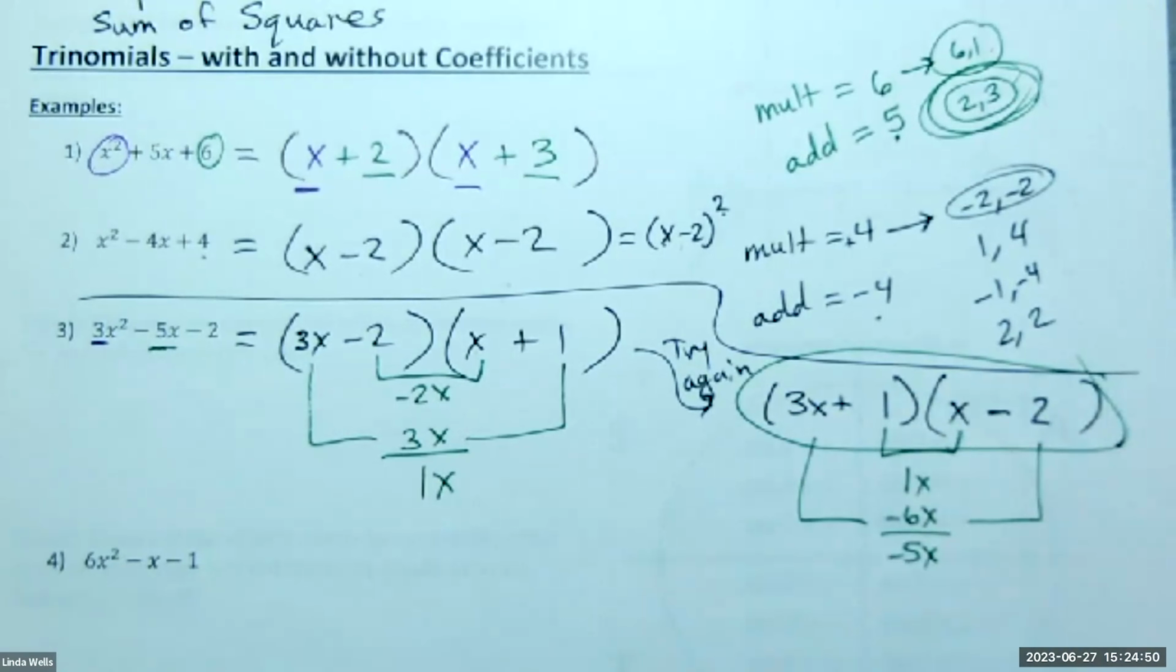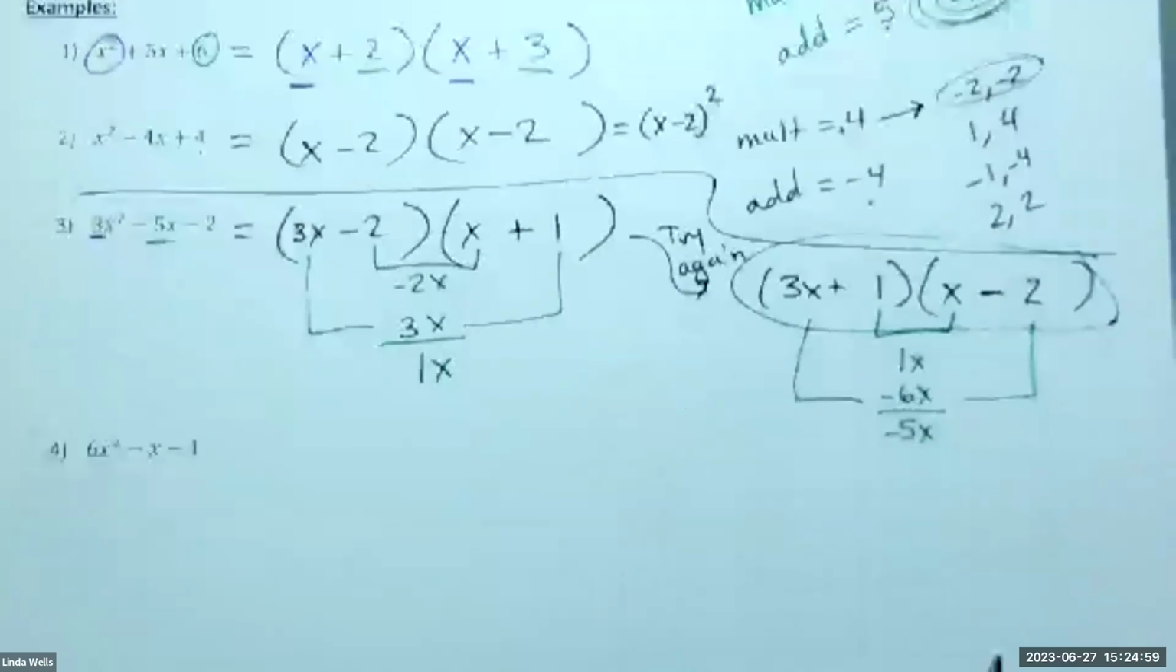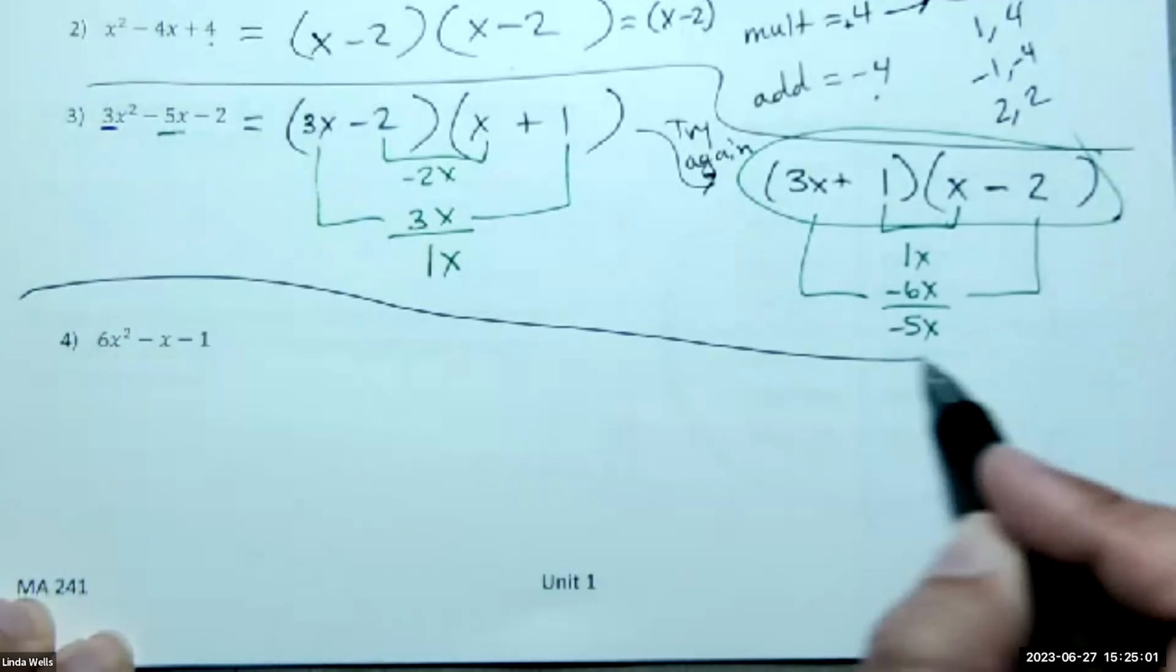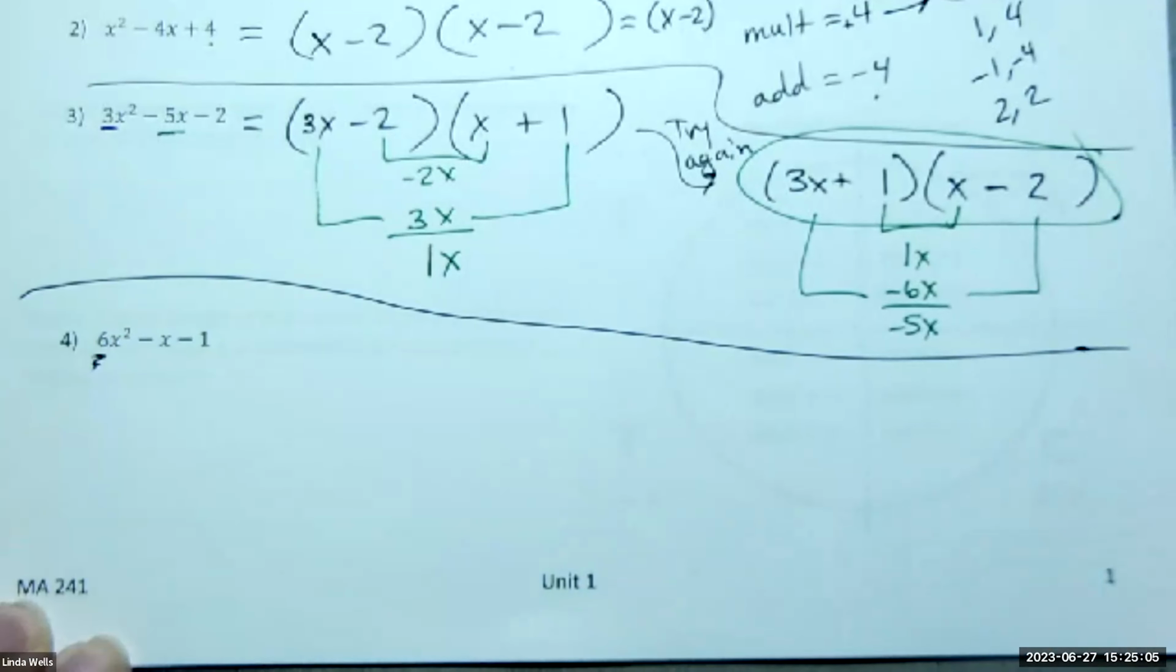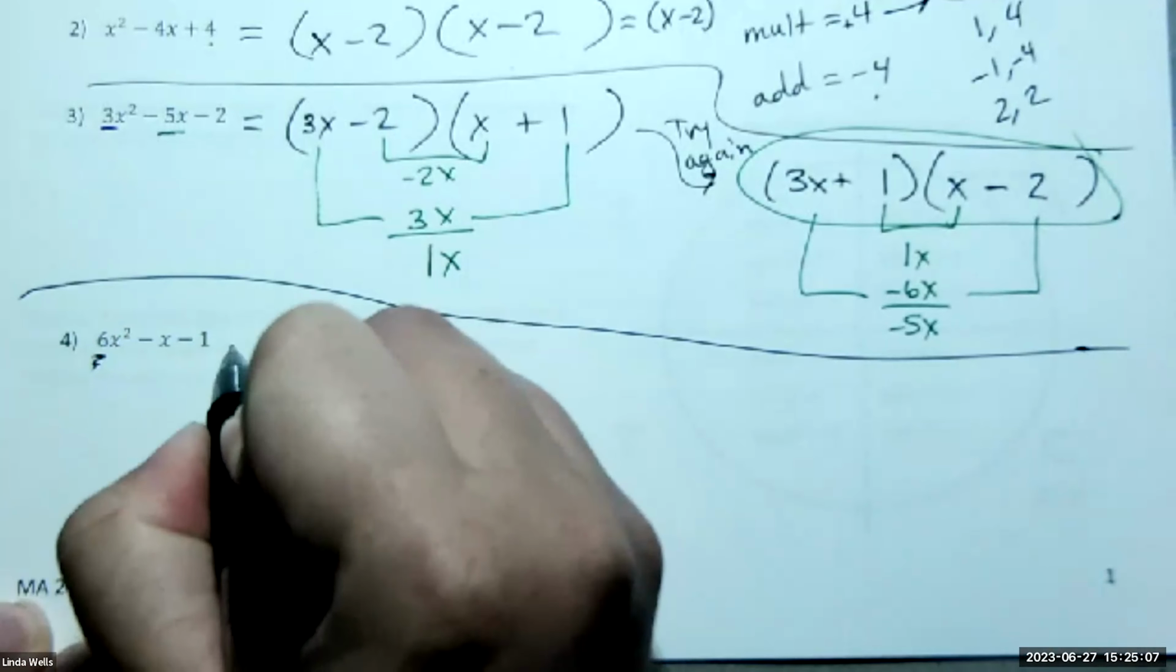Good? If you don't like my way, I'm open to your way. I just need to refresh you and give you an option. All right, one more of those crazy problems. There is a number in front. So trial and error is how I'm going to approach it. All right, parentheses.